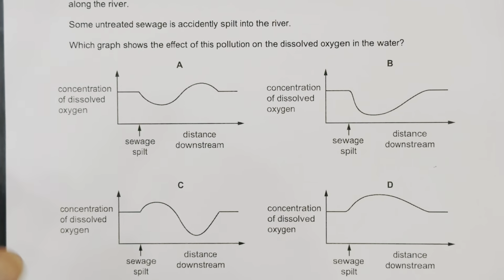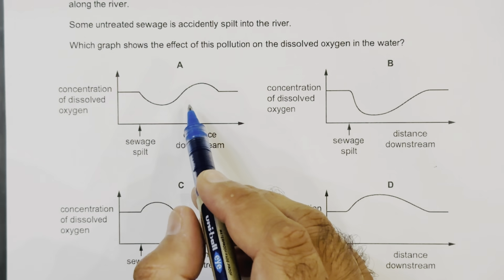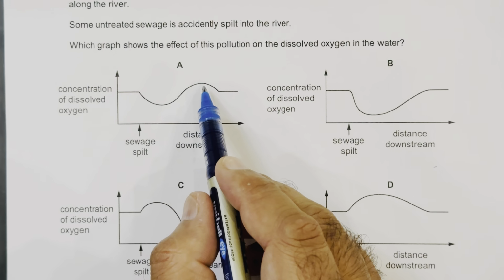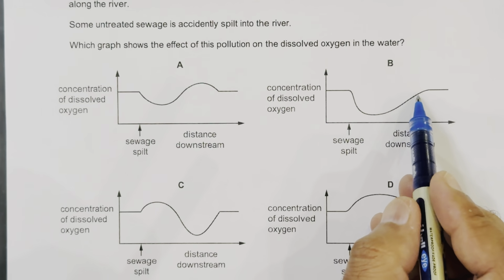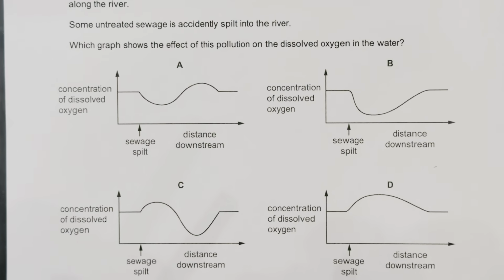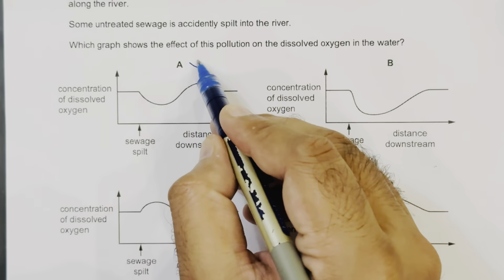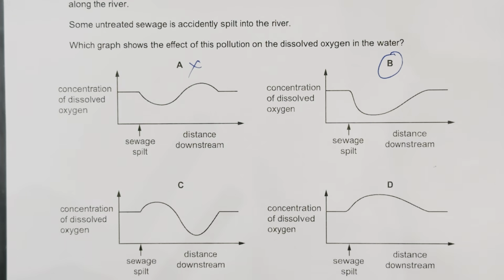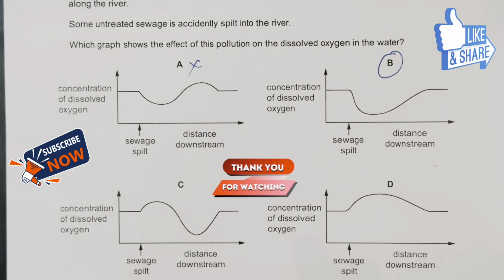Option A and B are very close options because the concentration of dissolved oxygen will decrease, then after some time it starts to increase, and it should not come back to that level because there is only one sewage spill. So it is showing another degree. So option A is the wrong one and option B is the right choice. So this is how we have done it.